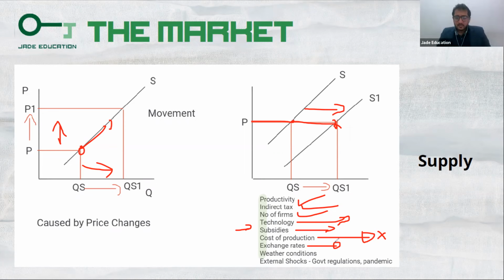So if these raw materials are imported and the cost of production is rising, we won't increase supply. We'll just be like, you know what? I don't want it. The profit is not there. Yeah. Weather conditions will particularly affect agriculture. And again, external shocks like pandemics and government regulations and whatnot.